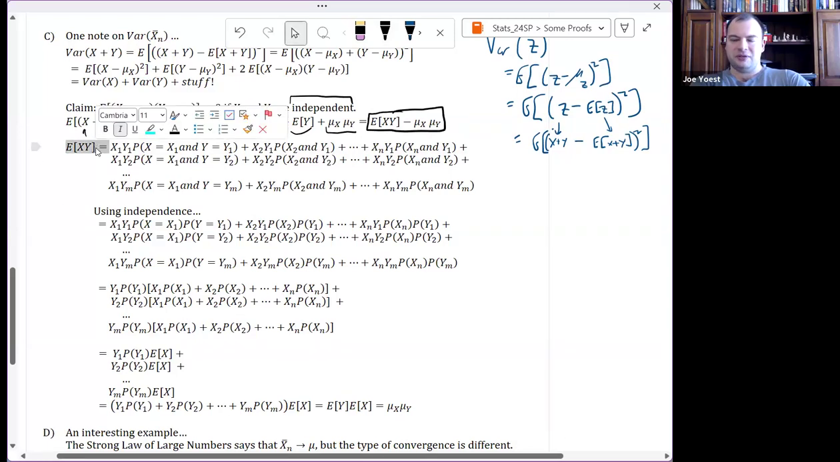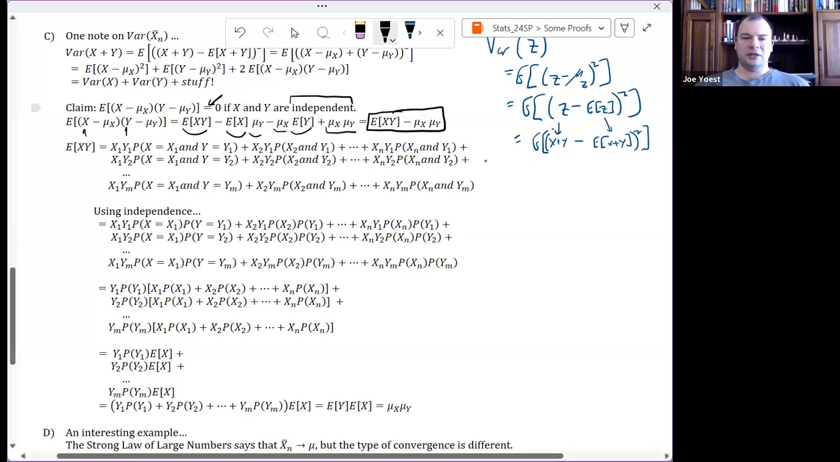Okay, so what's the expected value of x times y? If I can show that the expected value of x times y equals mu x mu y, then their difference is 0. Therefore, this whole thing is 0, and I get exactly what I wanted. So I'm going to try to show that the expected value of x times y equals mu x mu y. That's my short-term goal right now.